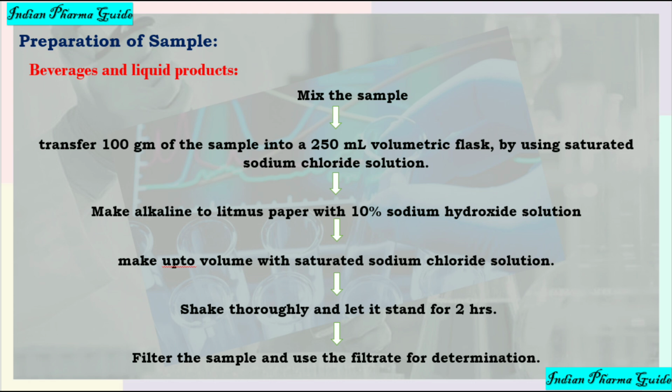For beverages and liquid products, the first step is to mix the sample thoroughly and then transfer 100 grams of the sample into a 250 ml volumetric flask using saturated sodium chloride solution. Next, make it alkaline to litmus paper with 10% sodium hydroxide solution and then make up to volume with saturated sodium chloride solution. Third, shake thoroughly and let it stand for 2 hours. Then filter the sample and use the filtrate for the determination.